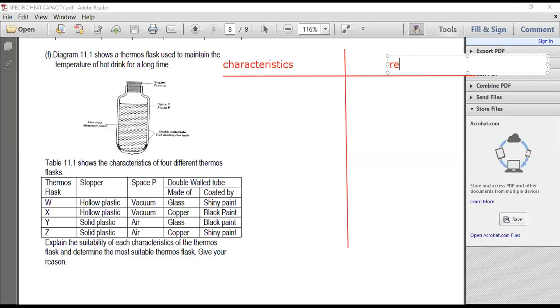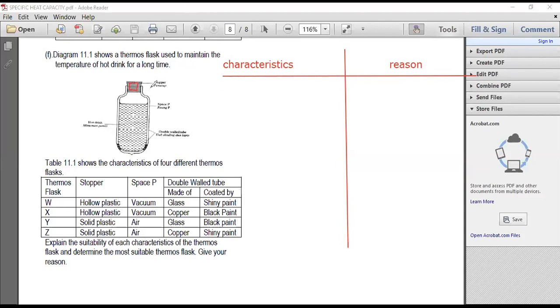Okay, and then this one will be your reason. Okay, so here, characteristic. Okay, the stopper, is it hollow plastic or solid plastic? Now hollow plastic, that means this area inside there is hollow.